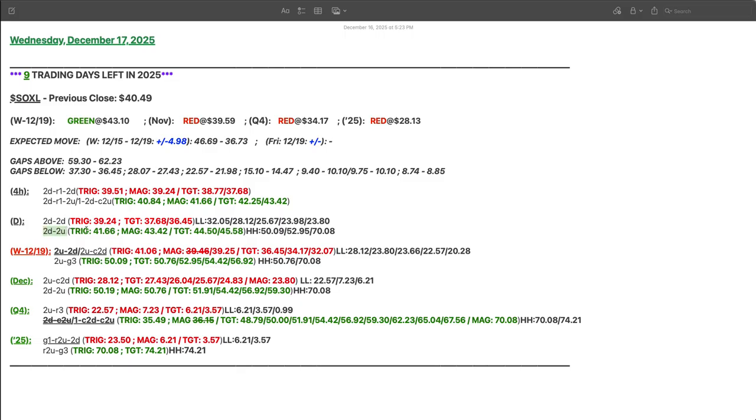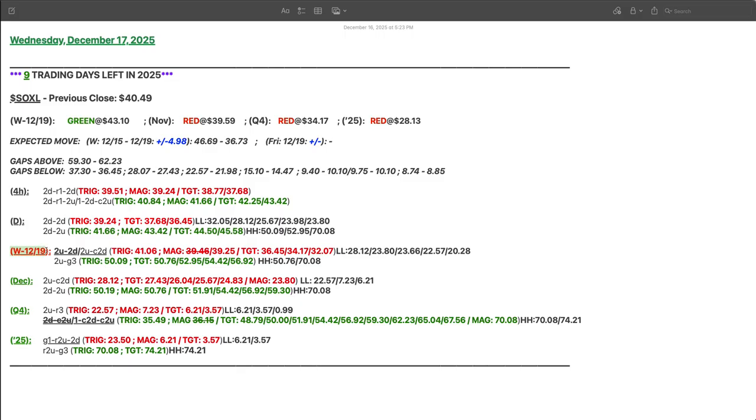Now, if we go to the upside on the day, if we breach Tuesday's high, 41.66, that triggers a 2 down, 2 up with a magnitude of 43.42. Again, pretty large move in the face of a downtrend, but that is there. And if we do continue to go beyond that, we've got some extended targets as well.